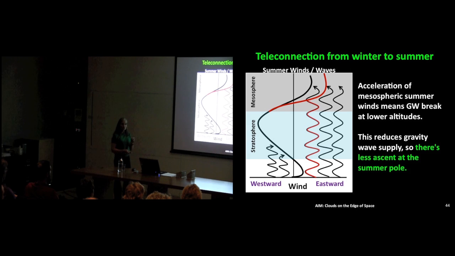But now, with this sudden stratospheric warming that happened in the wintertime, you've been able to accelerate these winds in the summer mesosphere region. That means that some of those gravity waves are not going to make it through anymore. So they're breaking at lower altitudes. So you've reduced the gravity wave supply. That means that you're going to get less ascent at the summer pole. It's the gravity waves that are really driving this. You're reducing the number, you're going to get less ascent. So you're going to get warming.